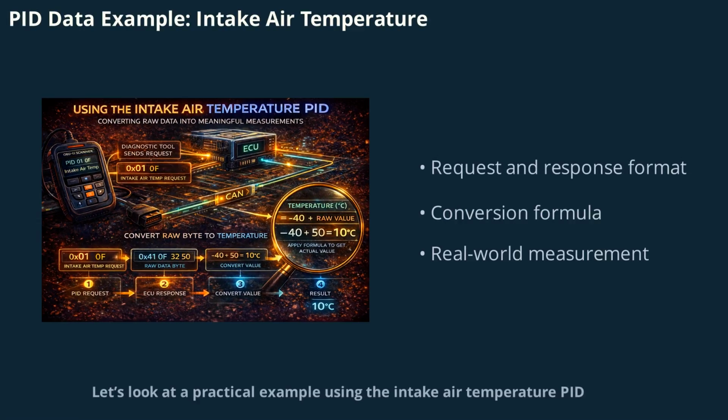Let's look at a practical example using the intake air temperature PID. When a diagnostic tool requests this data, it sends a specific message to the ECU. The ECU responds with a value which is then converted using a formula. For instance, if the response is 50, the physical value is calculated as -40 plus the received value, resulting in 10 degrees C. This conversion process is typical for many PIDs, ensuring that raw data bytes are translated into meaningful, real-world measurements for technicians and engineers.